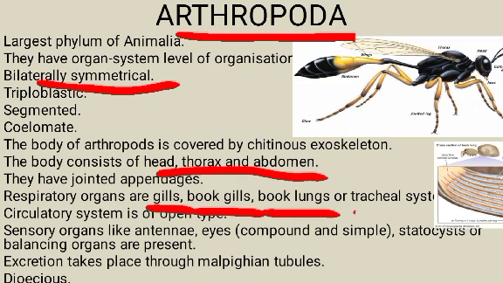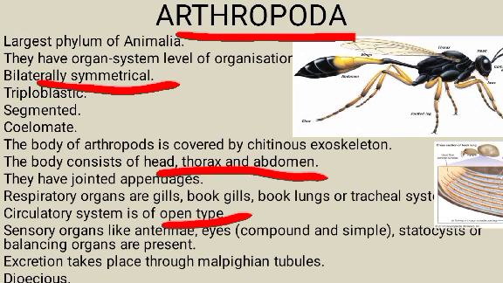Then when we see the circulatory system, it is of open type, that is, blood vessels are not well developed, so open type of circulation is seen. Then the sensory organs, they have sensory organs like antenna. Here you can see the antenna at the anterior end. Then they also have eyes. Compound eyes or simple eyes will be present in them. Compound eye means the eye is made up of many small units, and they all join together and help in vision.